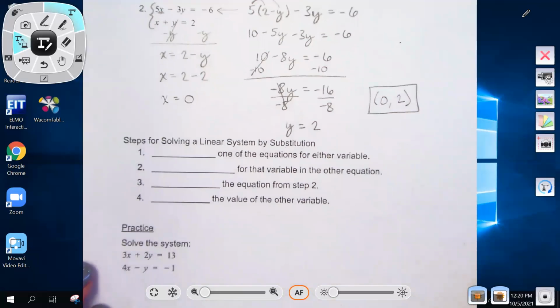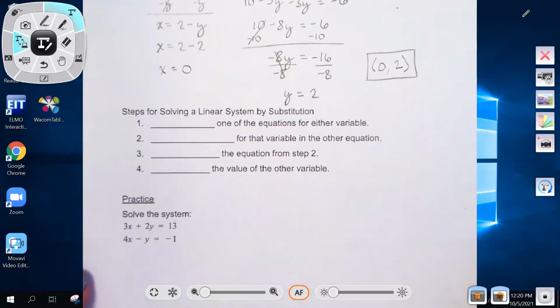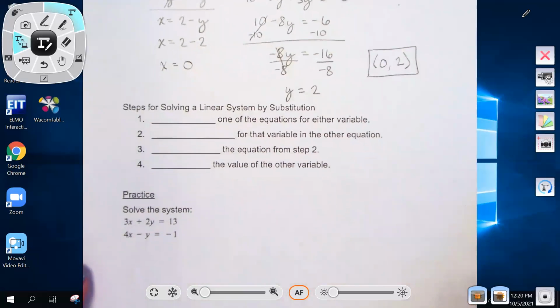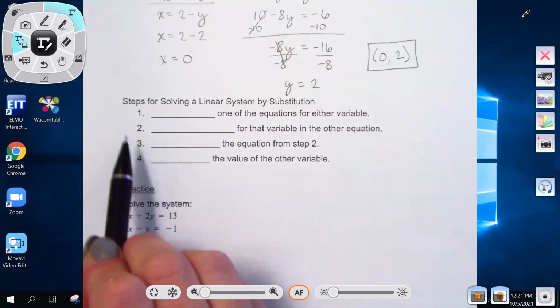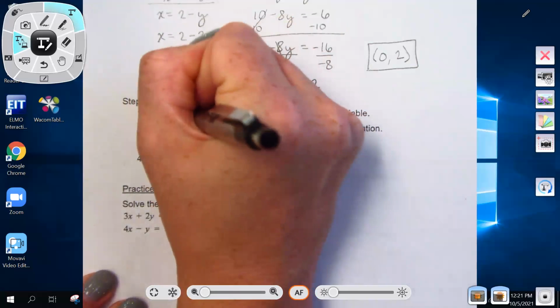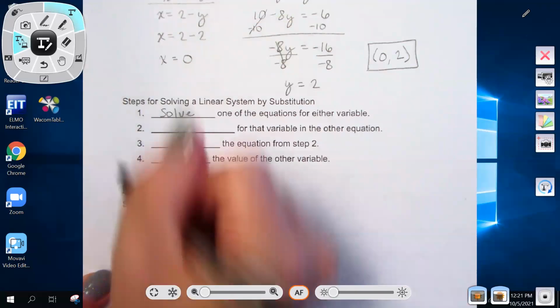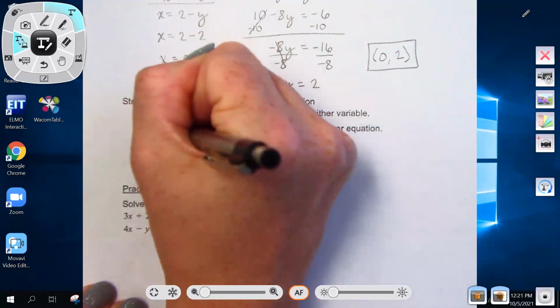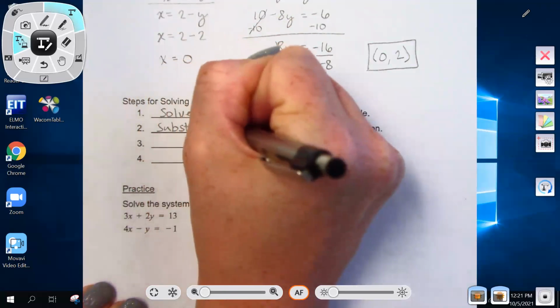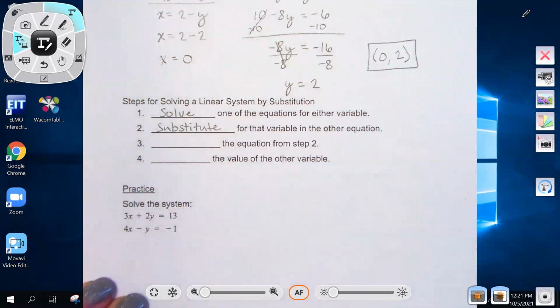Okay, let's write down the steps for solving a linear system by substitution. We just used the steps, but I want you to have them in plain English as you work practice problems later. So the first step is to solve one of the equations for either variable. Number two, substitute for that variable in the other equation. Number three, solve that equation from step two. Then find the value of the other variable.